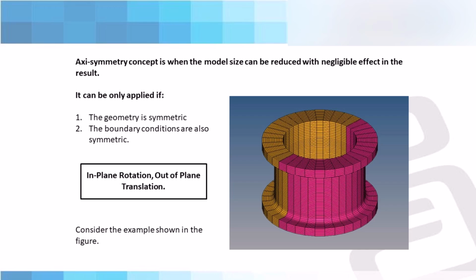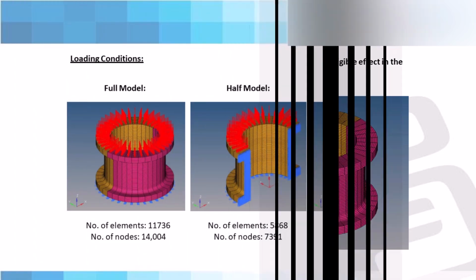Now this concept has some prerequisites. It can only be applied if, first, the geometry is symmetric. Second, the boundary conditions are also symmetric. Boundary condition means the loadings that you define. So if you define the forces, and the forces are also mirror images, then you will get the forces on the entire structure. Then that can be used as a symmetry loading. So loadings have to be symmetric. We'll show you that with an example.